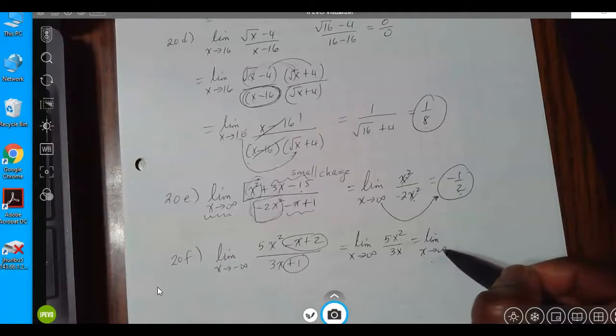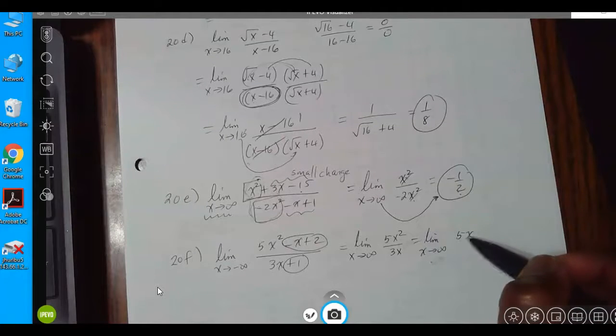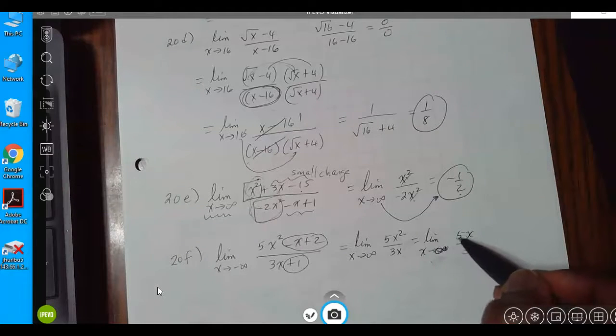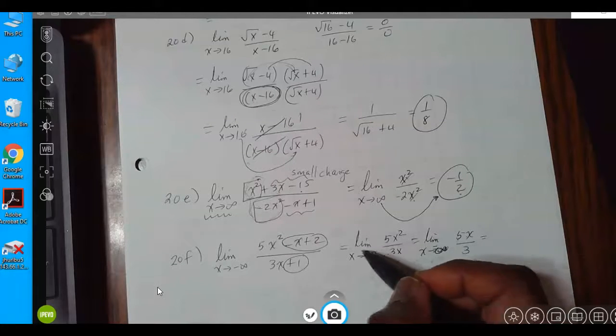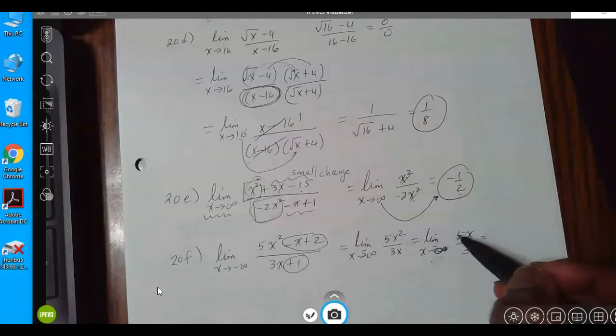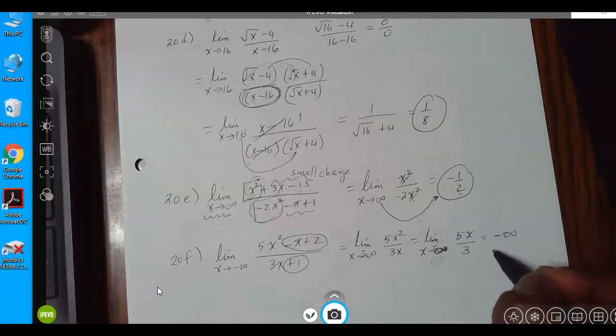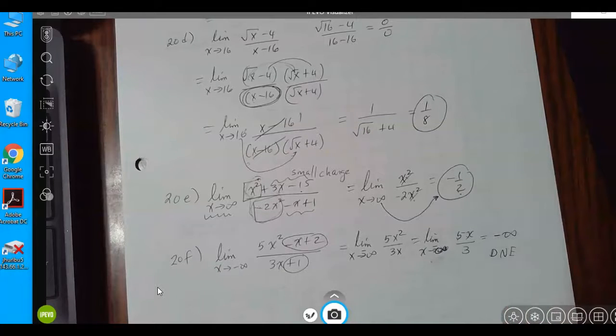So you're going to write the limit notation still. So you have 5x over 3. Now think of this as a really, really large number times 5, which is even larger. Dividing by 3 isn't going to really make a difference. This is a negative infinity. So this is really 5 times a really, really large negative number divided by 3. Okay, so it's going to approach negative infinity, or we say the limit does not exist.